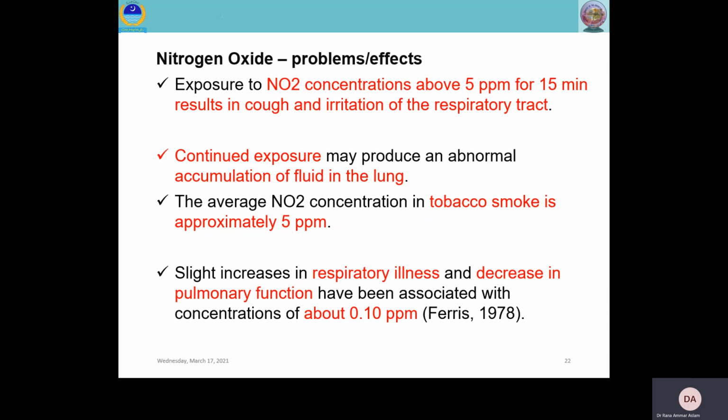If we see exposure to specific concentrations of nitrogen dioxide, a concentration above 5 ppm for 15 minutes results in cough and irritation of the respiratory tract. While continuous exposure may result in accumulation of fluid in the lung, and the average concentration, if we see in tobacco smoke, is approximately 5 ppm, right?